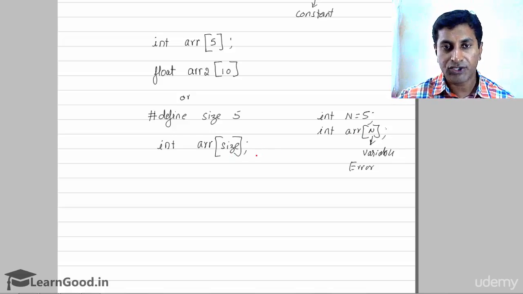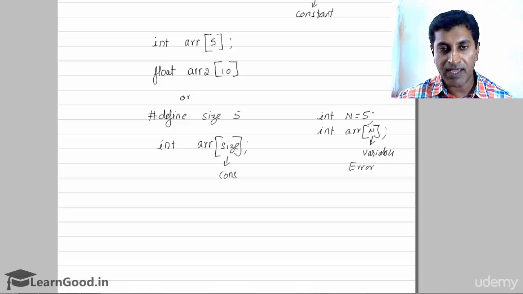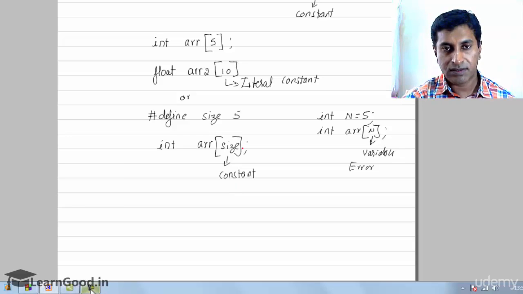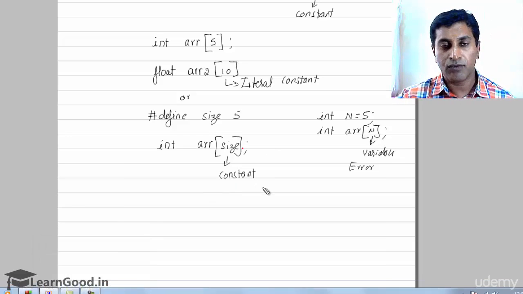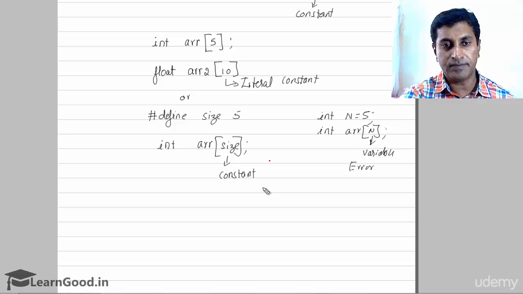So as per the ANSI standard, this should be a constant. It can be a literal constant, or else it can be a constant identifier. This is how we declare an array.